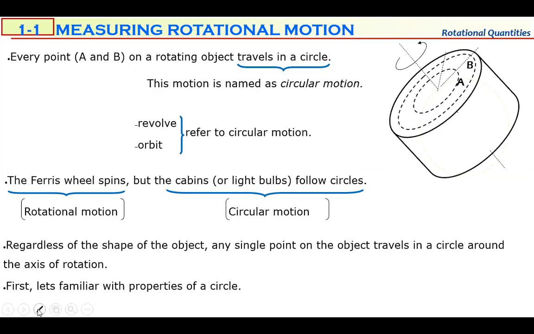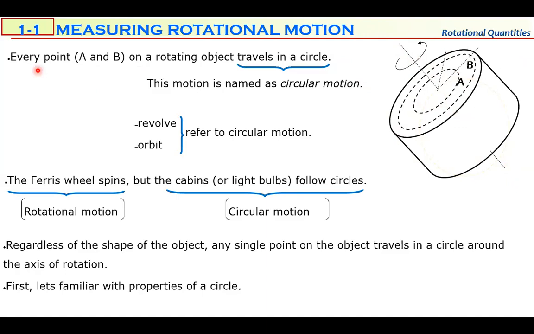As an object is rotating, every point on this object, whatever the shape of the object is, it does not matter, will move or travel in a circle. Maybe you can see that the shape of this object is like a cylinder, a kind of circle. Even if it's a box, for example, assume that a box is rotating about an axis of rotation. Every single point on this box will again follow a circular path. This is one of the important things in rotational motion.